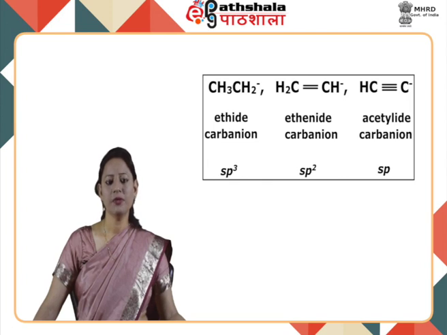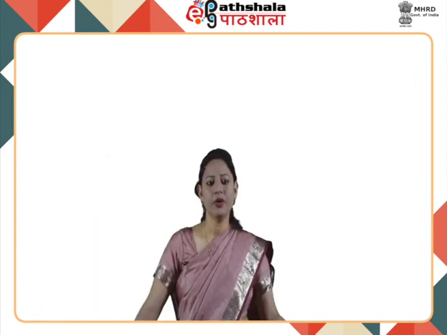It has 50% s character at the carbon bearing the negative charge. The ethenyl carbanion has 33% s character, therefore it is less stable, and the least stable amongst these three is the ethyl carbanion, in which the carbon has sp3 hybridization and least s character. So, if you are asked to explain the order of stability of propargyl anion, propenyl anion and propyl anion, we can explain it similarly on the basis of their hybridization. So, here is the answer.